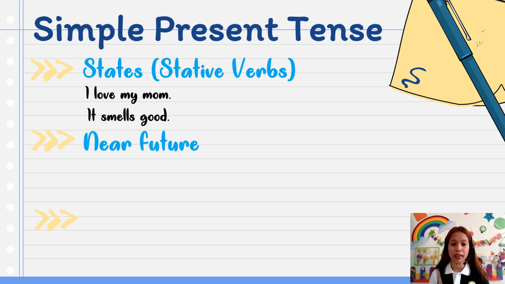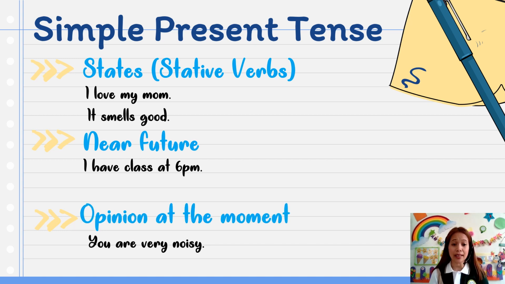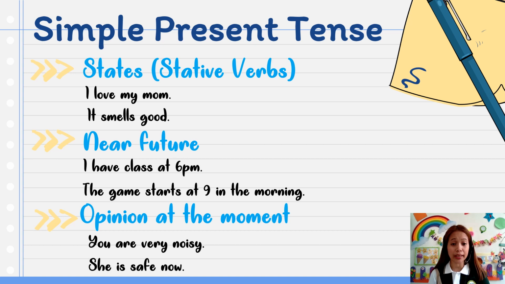Okay? The next one, near future. Near future is a bit confusing because of the word future. But you see, near means this action is sure to happen. Okay? For example, I have class at 6 p.m. The next one, the game starts at 9 in the morning. I have class at 6 p.m. means it's scheduled that you have class at 6 p.m. The game starts at 9 in the morning, meaning you are very sure that it will start that time.